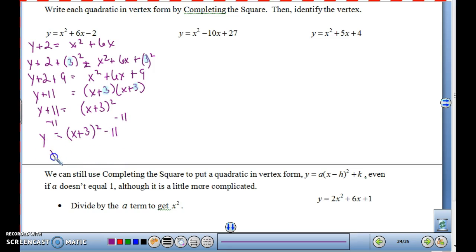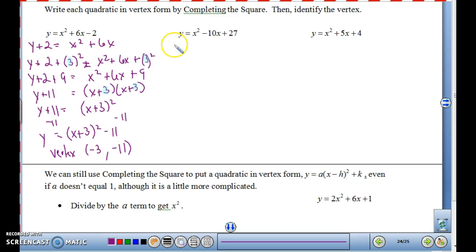So where is your vertex? Your vertex, remember, it's the opposite sign that's here, is negative 3, and the same sign that's here, negative 11. There's your vertex. Okay, once you get good at this, you can do stuff in your head, but it's helpful to know what your values are when you do this. Let's try this one. Let's see if I can do it without writing down every step.